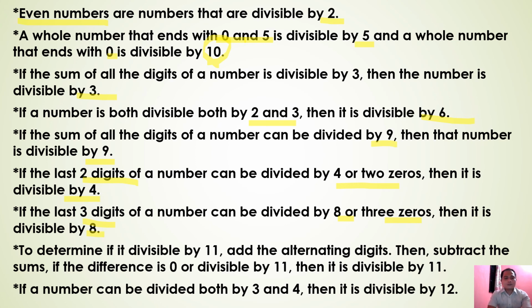Next one, to determine if it is divisible by 11, we will just add the alternating digits. After getting the sum, you just subtract or find the difference. If the answer is 0 or divisible by 11, then it is divisible by 11. Next one, if the number can be divided by both 3 and 4, it is divisible by 12. Okay? Always remember that.